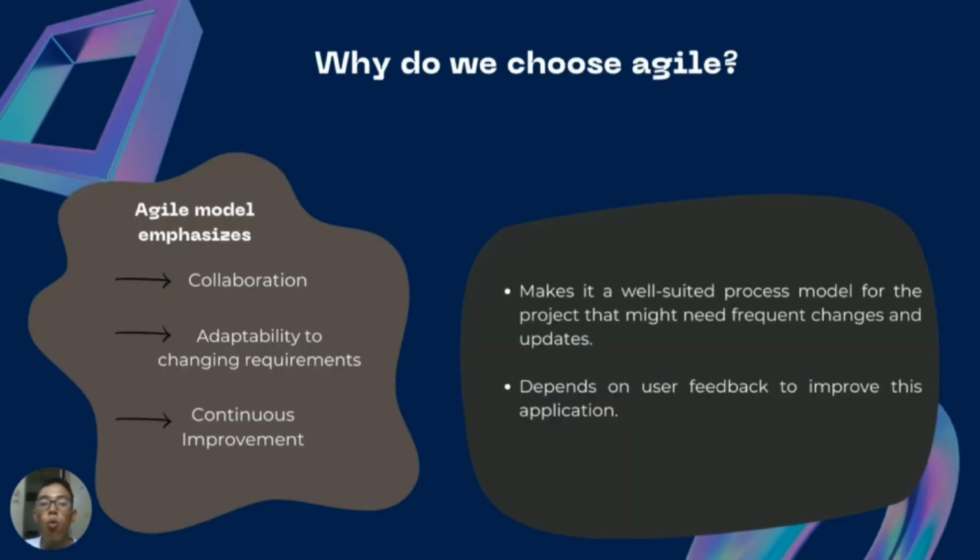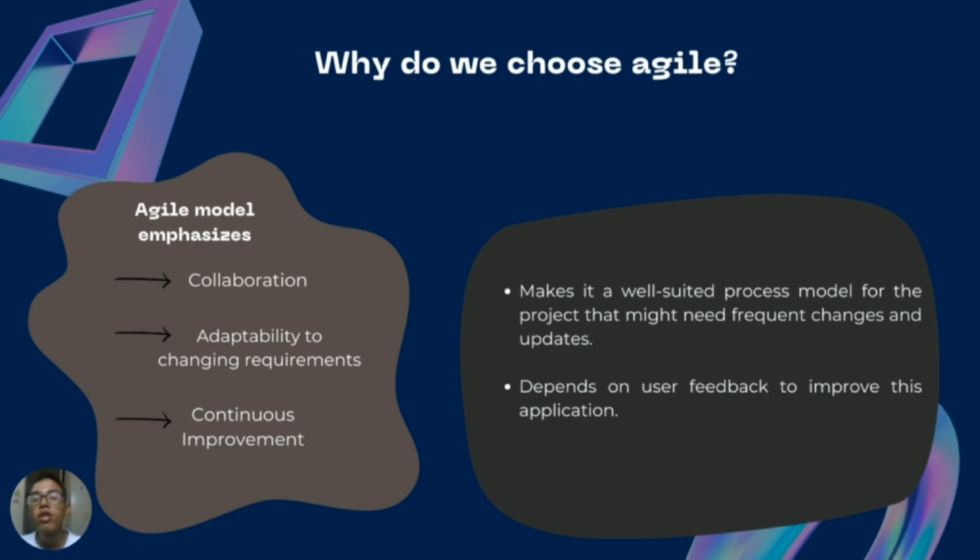And next, why do we choose Agile? As we know, the Agile model emphasizes collaboration, and Agile has adaptability to changing requirements, which is very useful for our software. As you know, our software is the IIUM shuttle bus software, where the location on the map is going to vary, and also maybe the driver and the bus status, which is probably going to be available or not, the changing of the map, the changing of the location.